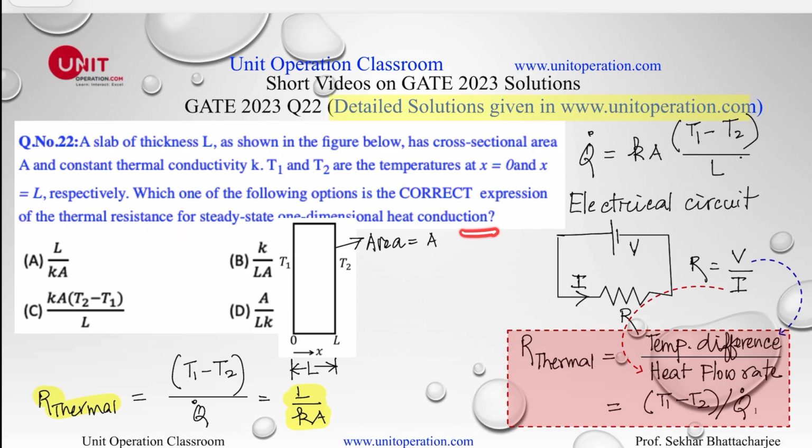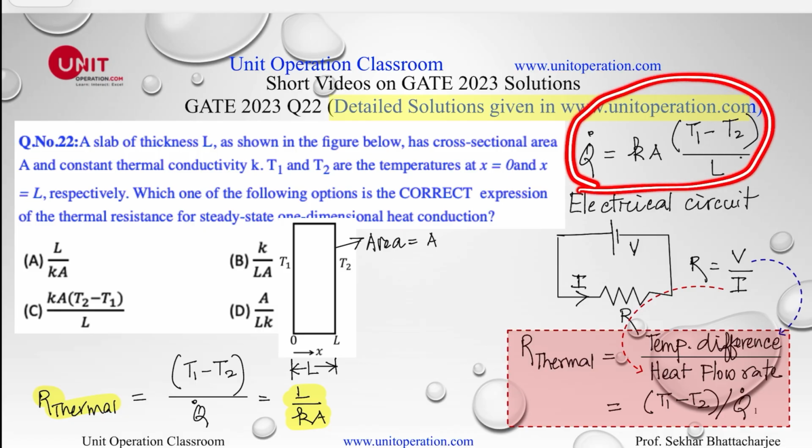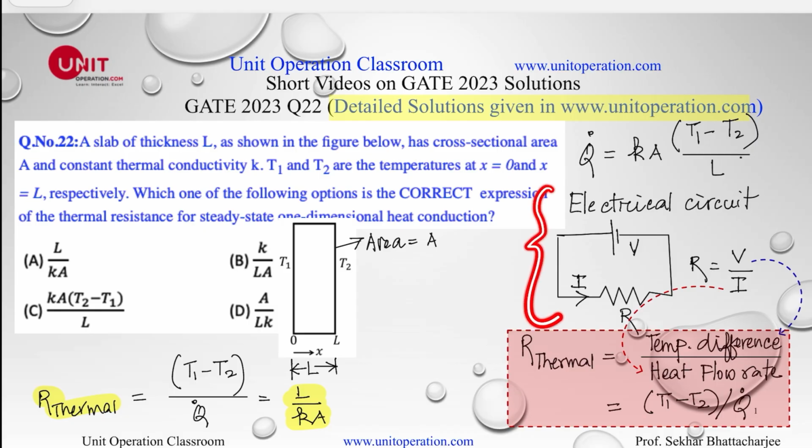We know from Fourier's law of heat conduction, this is the equation here. Now, let's look at the resistance from the electrical circuit point of view. If this is the potential difference, this is the current flowing through a resistance. Resistance is defined by Ohm's law according to this equation, where this is the potential difference and this is the current. Now, the analogous one for thermal resistance is the temperature difference.